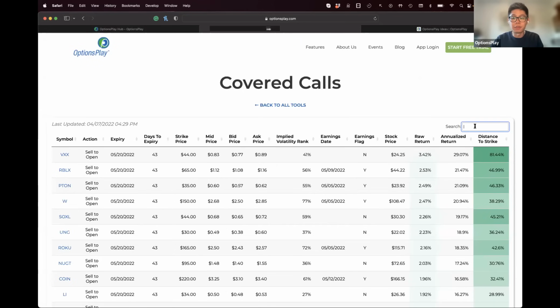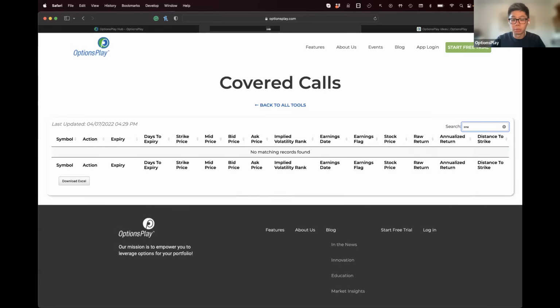I generally tend to find for covered calls, you simply search for the holdings that you have in your portfolio. So let's say you own Snapchat. You simply type in the symbol.